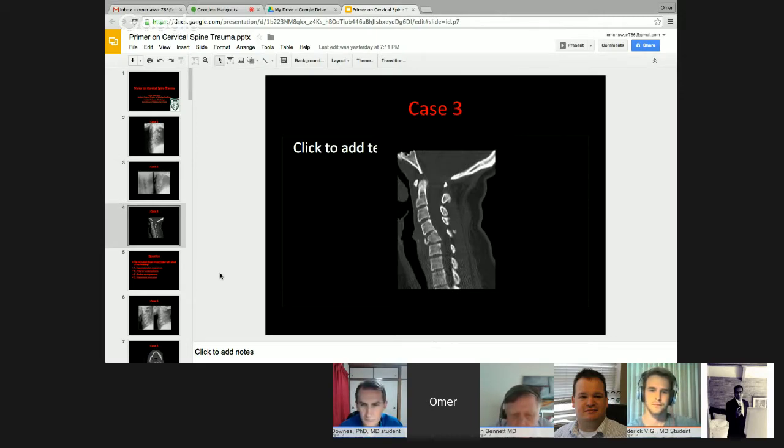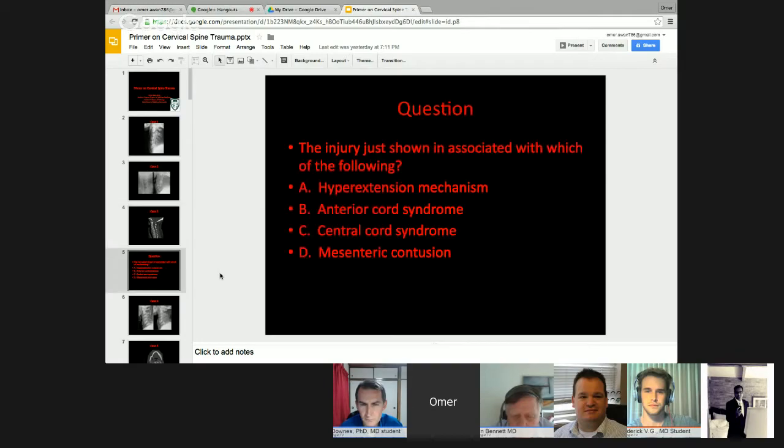This is case 3. This is a sagittal CT of the cervical spine. This is a completely different injury, and I have a follow-up question based on that. Based on that image, the injury just shown is associated with which of the following? Is it a hyperextension mechanism? Is it an anterior cord syndrome, central cord syndrome, or is this associated with a mesenteric contusion?